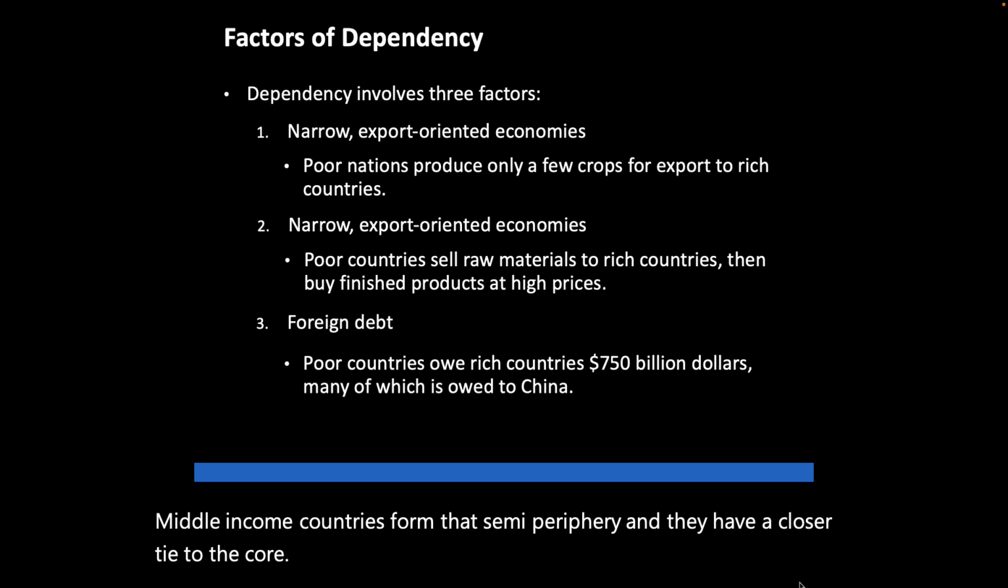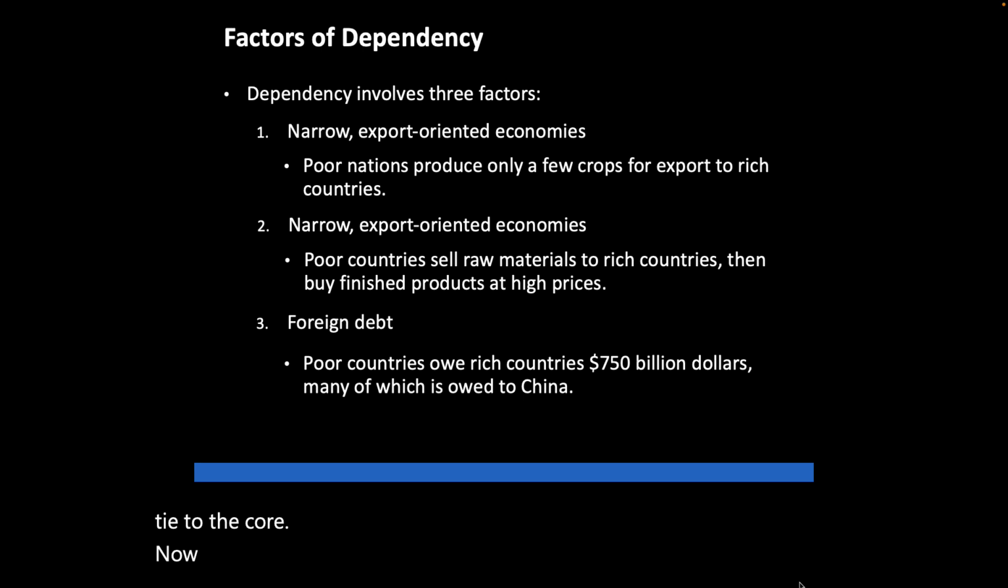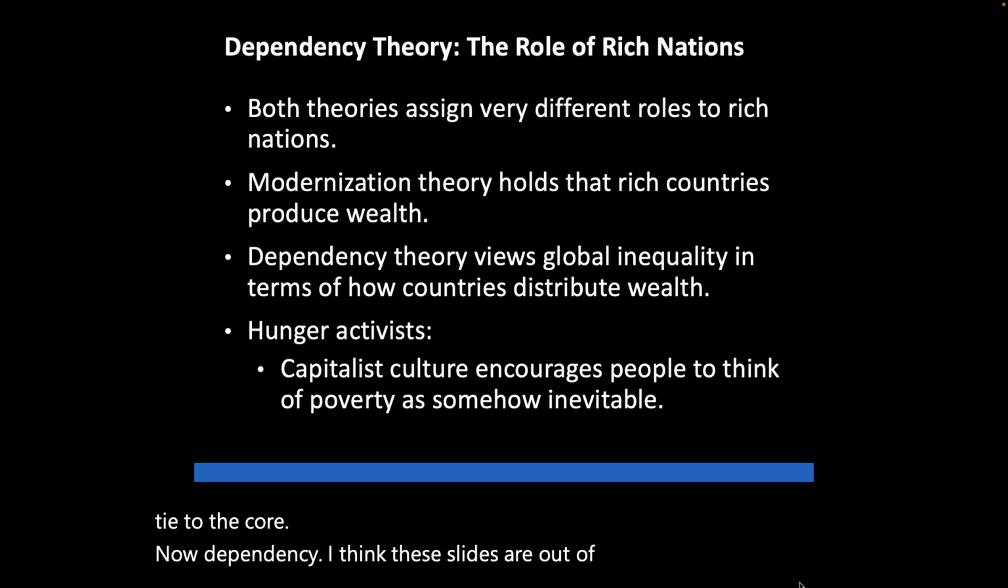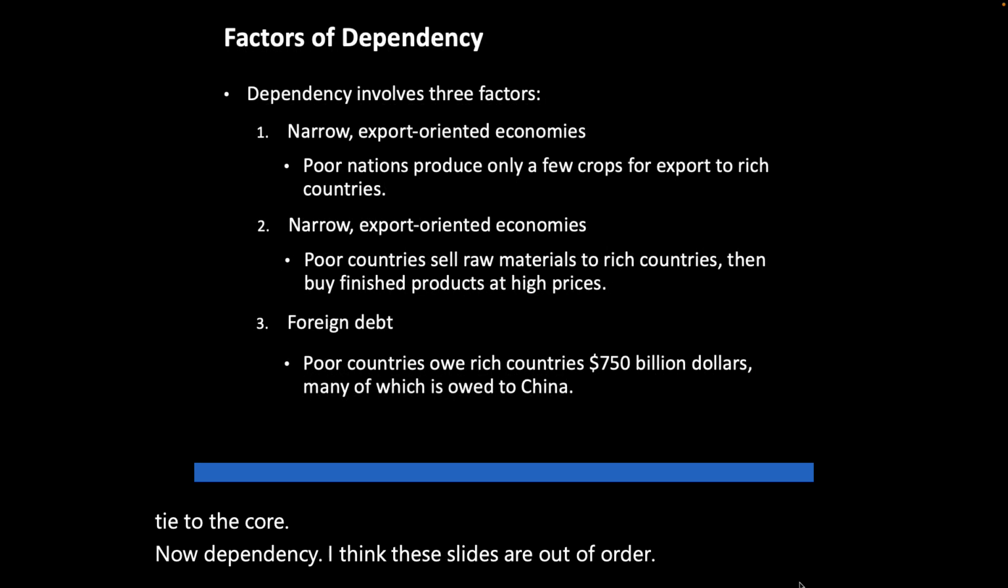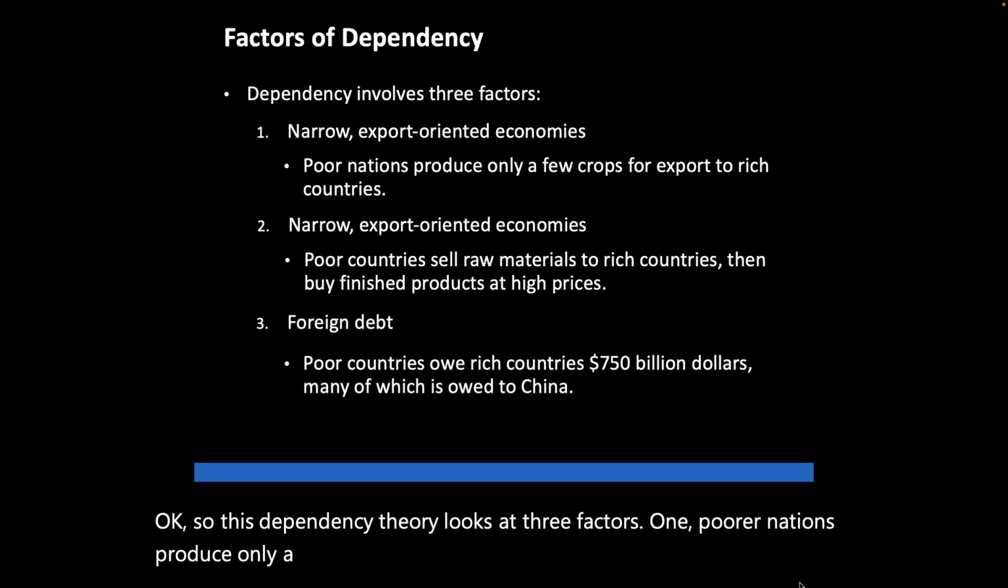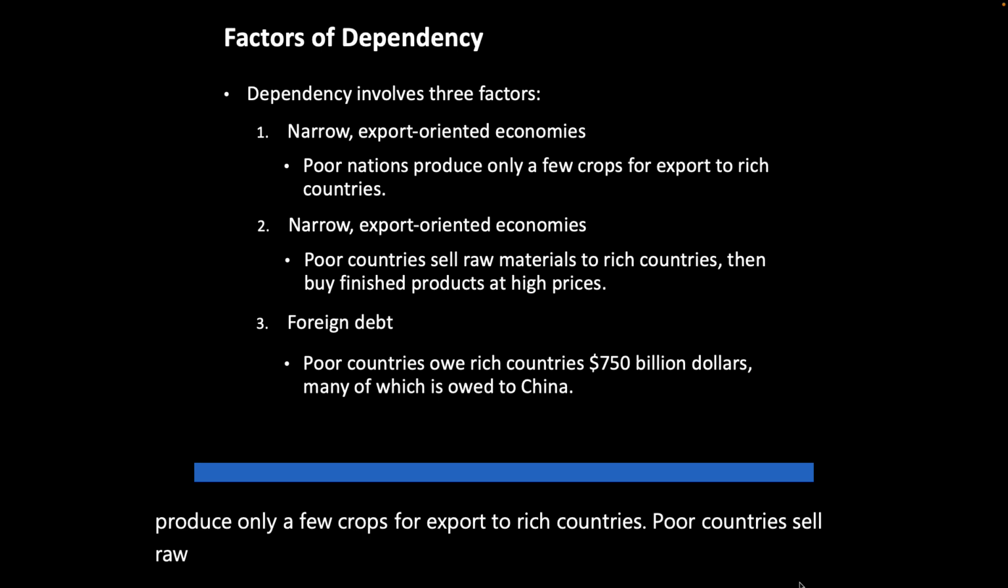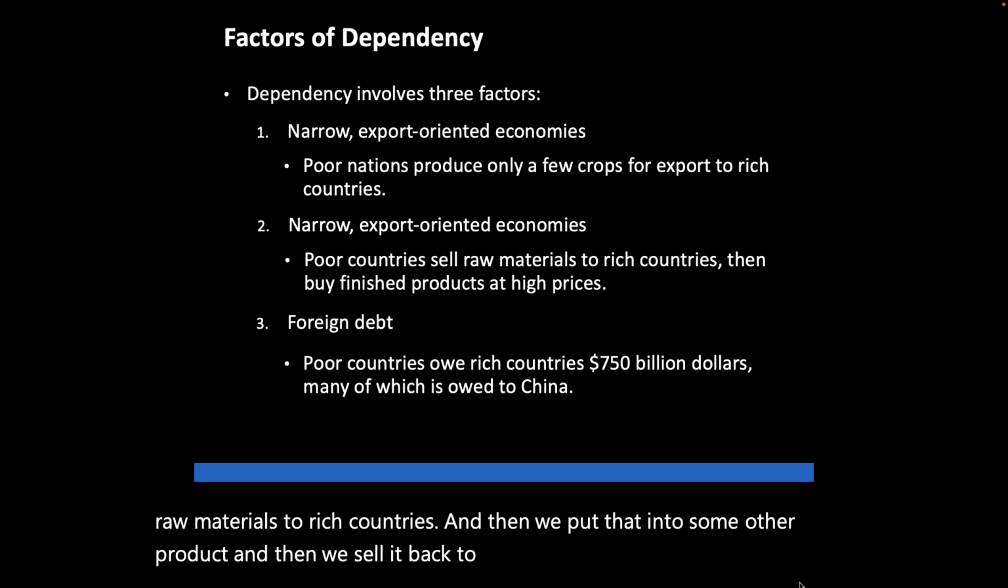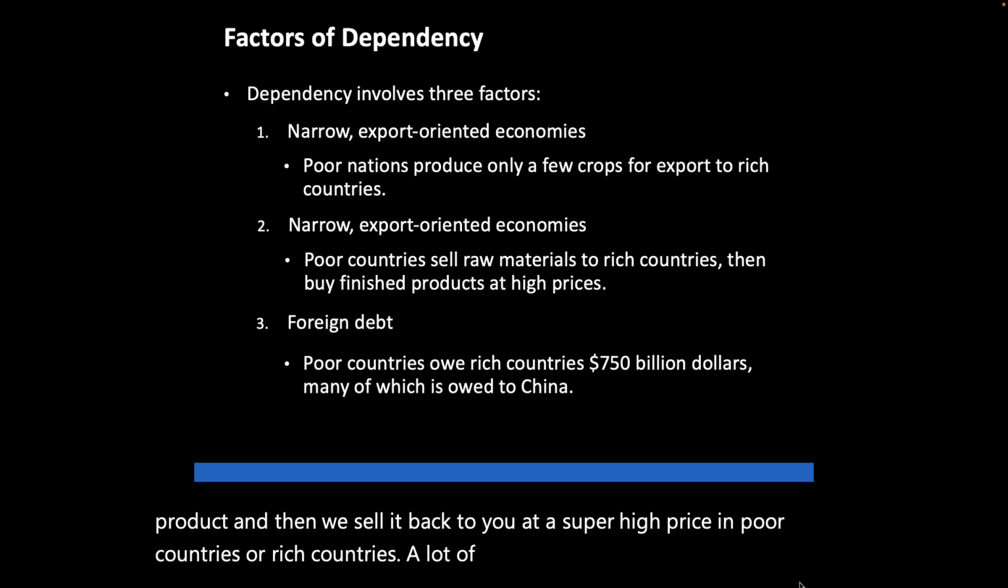Now, dependency, I think these slides are out of order. Okay. So this dependency theory looks at three factors. One, poorer nations produce only a few crops for export to rich countries. Poor countries sell raw materials to rich countries, and then we put that into some other product, and then we sell it back to you at a super high price. And poor countries owe rich countries a lot of money, much of which is owed to China.